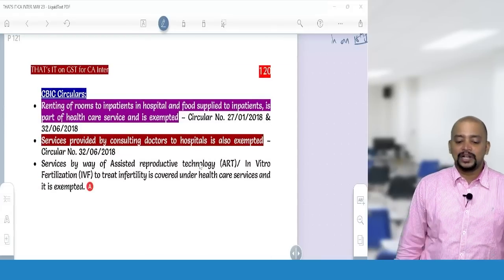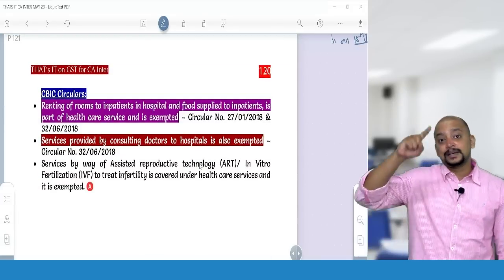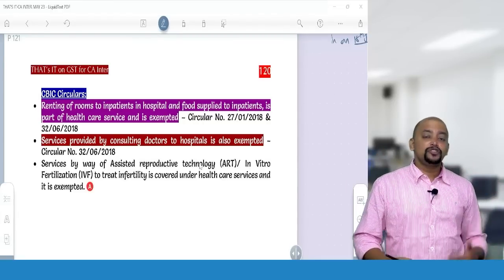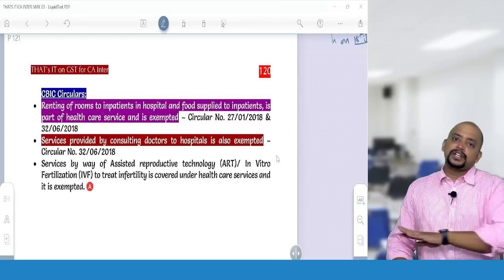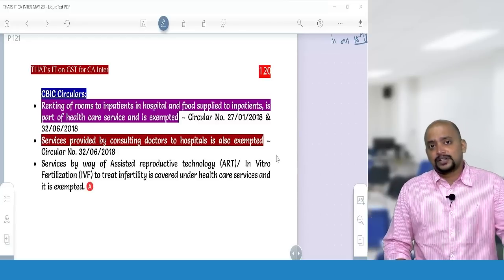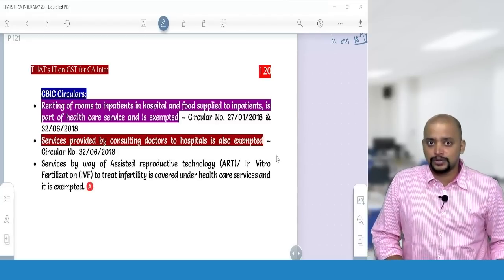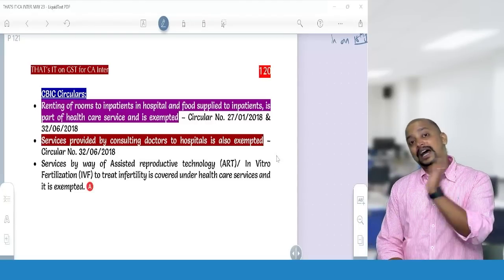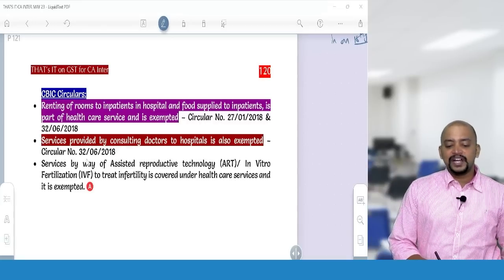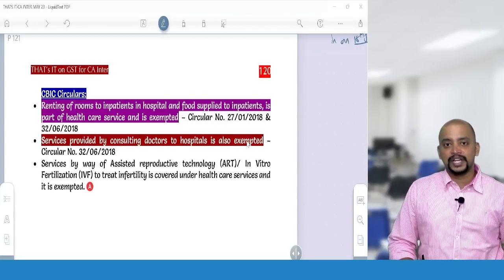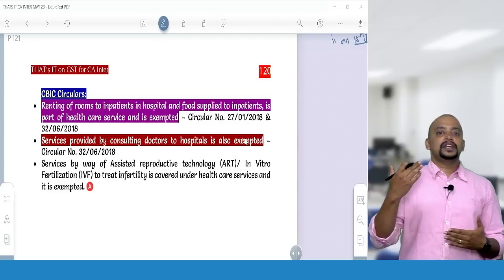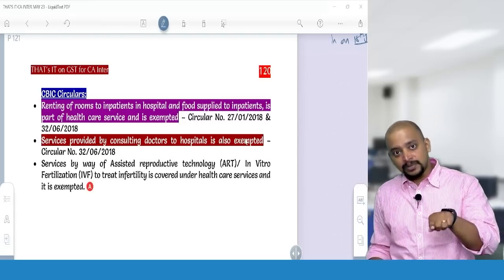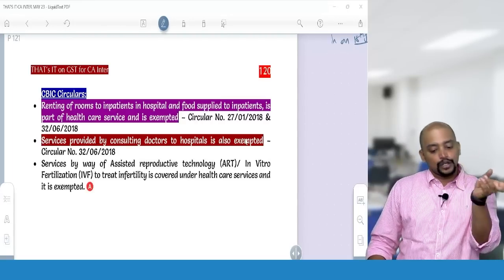Then some circulars: renting of rooms to inpatients is taxable, except up to 5,000; beyond 5,000 it is taxable, up to 5,000 it is exempted. Same way, food supplied to inpatients. Any service given to inpatients is exempted because it is part and parcel of healthcare service, including the medicine sold to inpatients also. But food supplied to outpatients, visitors or doctors, etc., will be taxable. Then services provided by consulting doctors to hospitals are also exempted. A doctor provides service to the hospital and the hospital provides service to the patient. Money collected from the patient by the hospital is exempted. The money collected by the doctor from the hospital is also exempted.